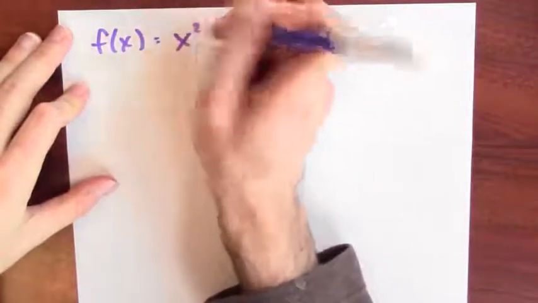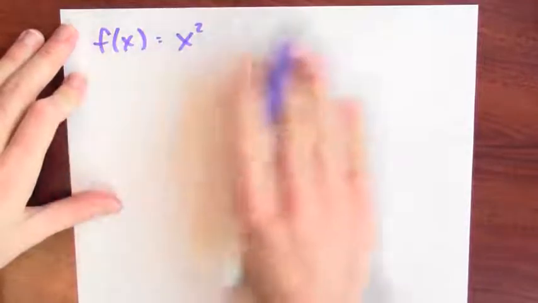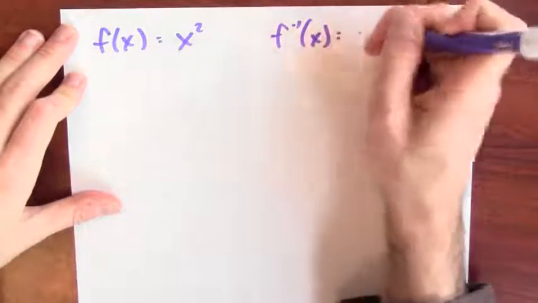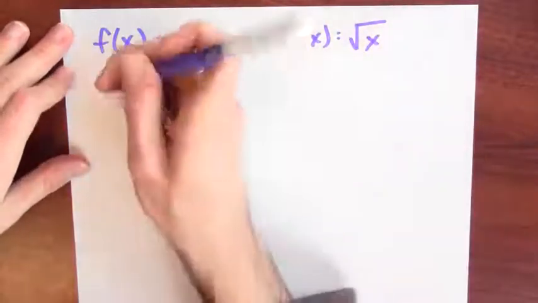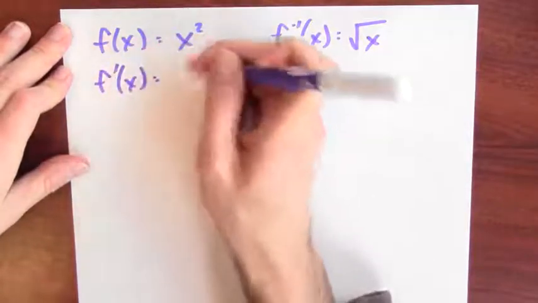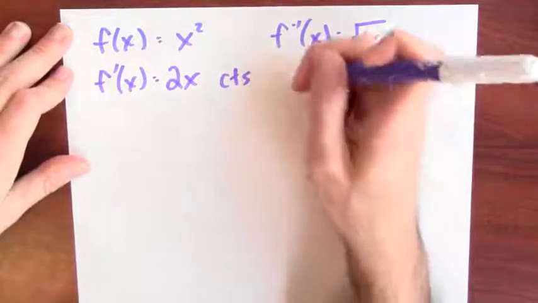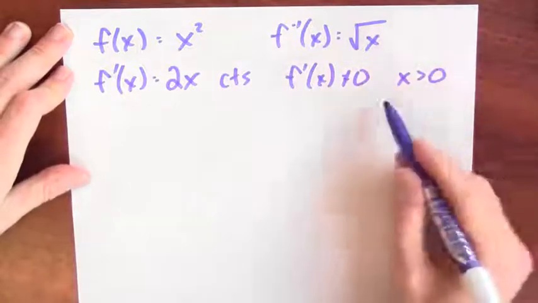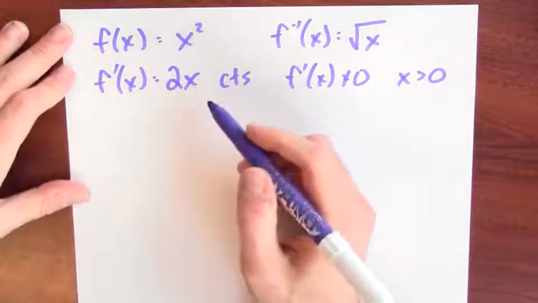For example, think about the function f of x equals x squared. Well, what's the inverse function to this? Let's suppose that the domain is just the non-negative real numbers. Then the function's invertible on that domain, and we know the name of the inverse is the square root of x. What's the derivative of the original function? Well, we know that it's 2x. And the derivative is continuous, and the derivative is not 0 provided that x is, say, positive. This is all the stuff that we need to apply the inverse function theorem.